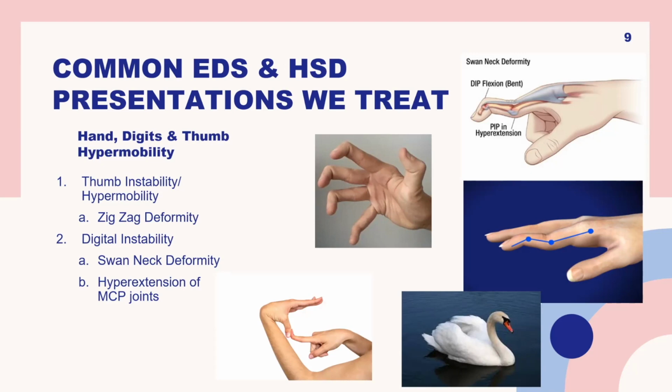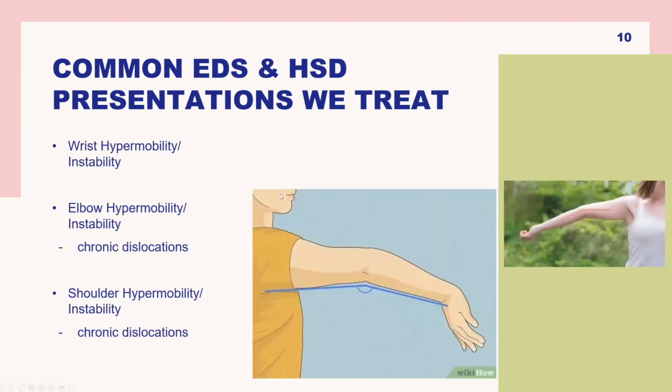In the fingers, you tend to present with more of a swan neck deformity, which, as you know, the finger has 3 joints. The middle joint hyperextends and the tip joint bends, and it kind of looks like a swan's neck that's hyperextended and flexed. So those are the common hand issues that we see. Next slide. And we also treat wrist hypermobility, elbow hypermobility, and shoulder hypermobility. So the elbow hyperextends often, and it looks similar to the photos in the slide over here.